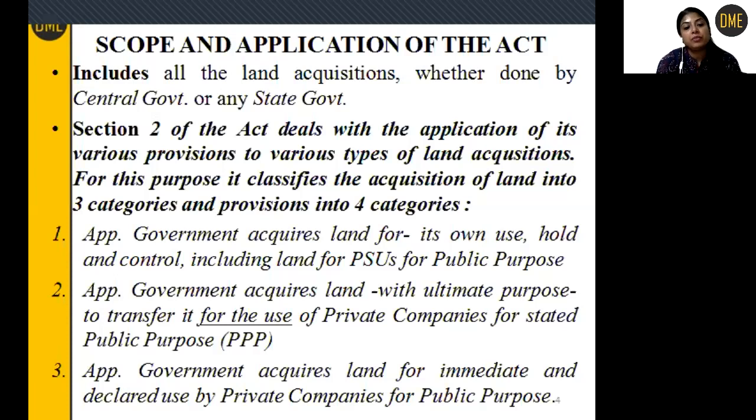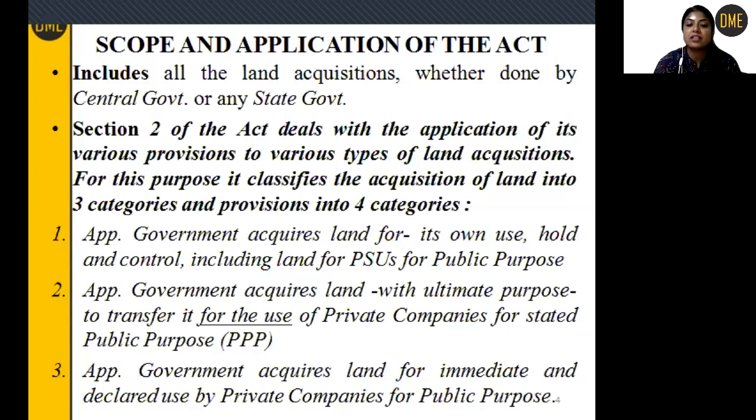Now, coming towards clause 3, the appropriate government acquires land for immediate and declared use by the private companies for public purpose. In all the 3 categories, one common thing is the public purpose, that the land is being acquired for a public purpose. In the first category, the ownership is transferring to the government, and the government is going to use, hold, and control the land. Then in the second category, the ownership will remain with the government, and the use and possession of the property will be held by private companies. And then in the third category, the appropriate government acquires land for immediate and declared use by the private companies for public purpose.